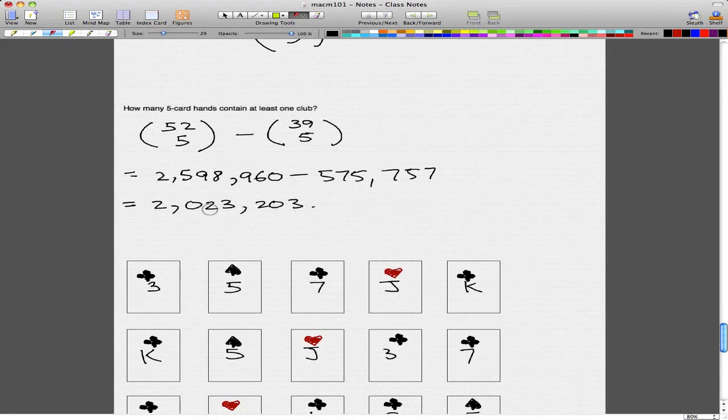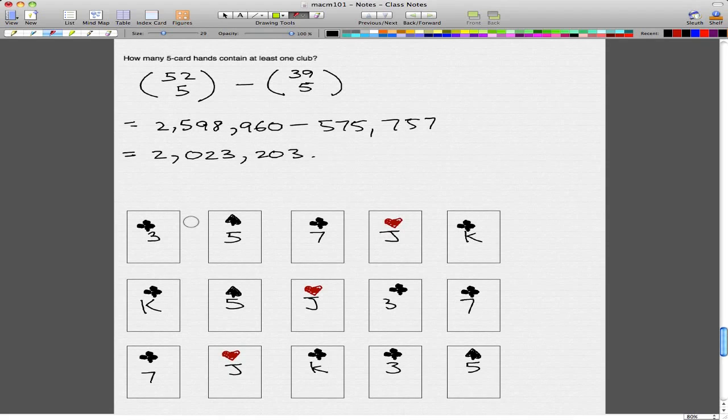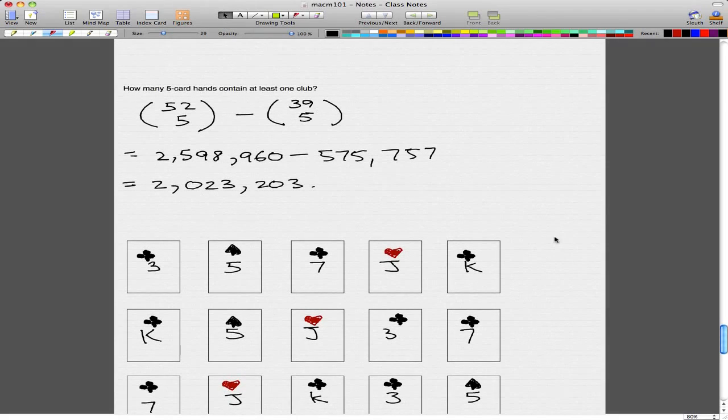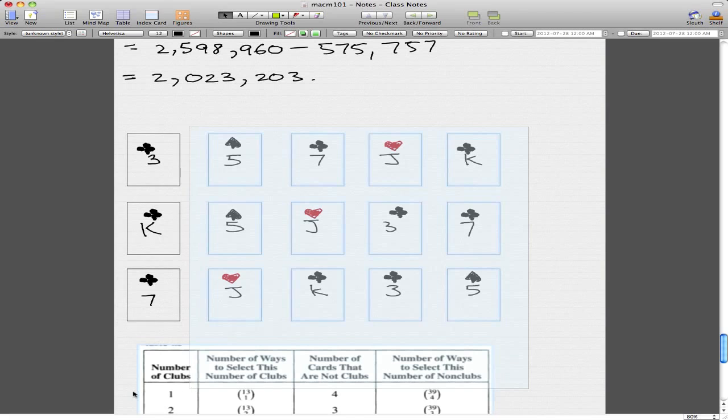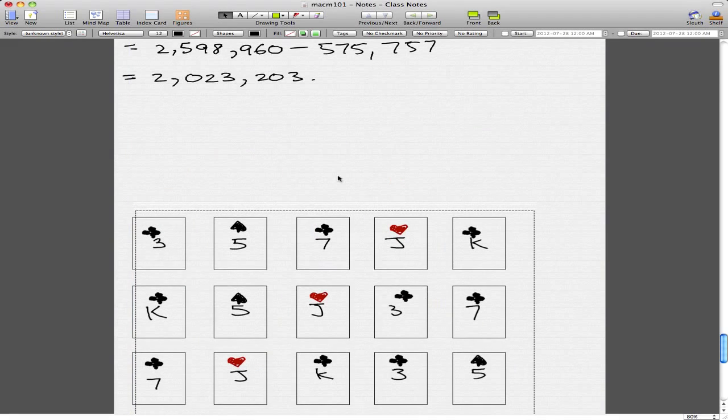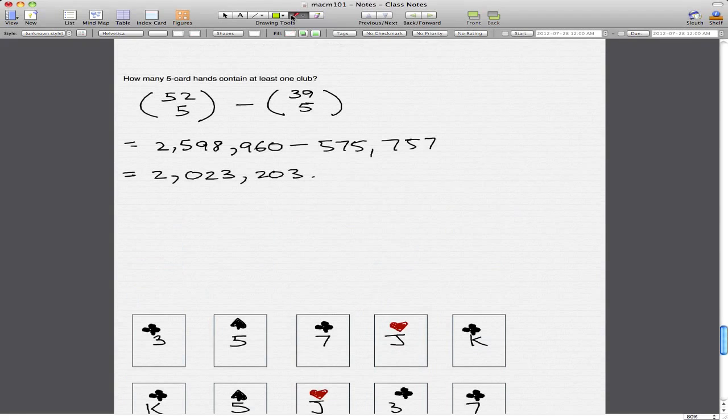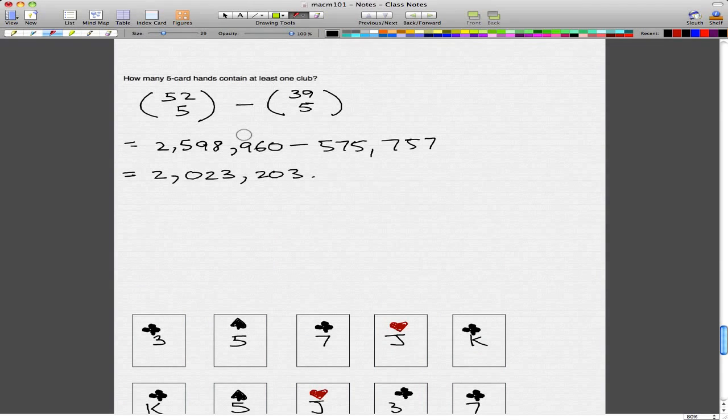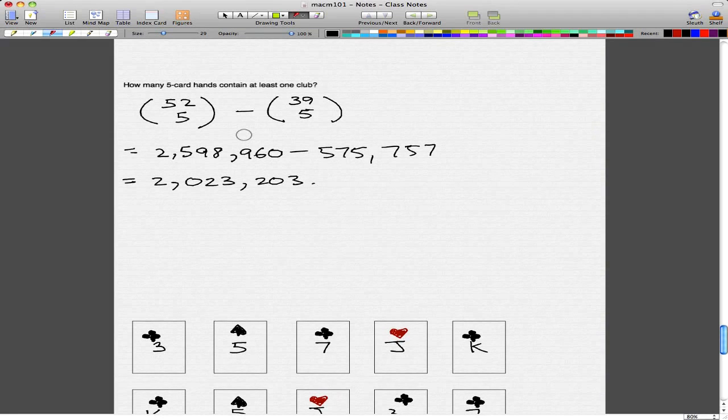Now, can we obtain the same number in a different way? Since we want to have at least one club in our 5 card hand, we'll just select the first club. The first card that we choose has to be from 13 cards. These 13 cards are clubs. So there are that many ways to select a club in our hand.